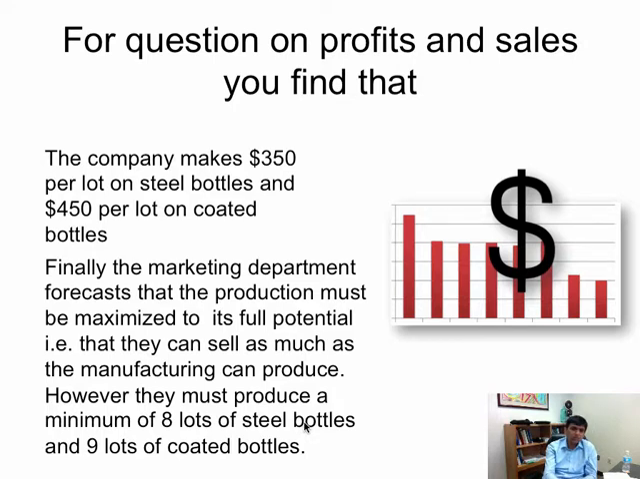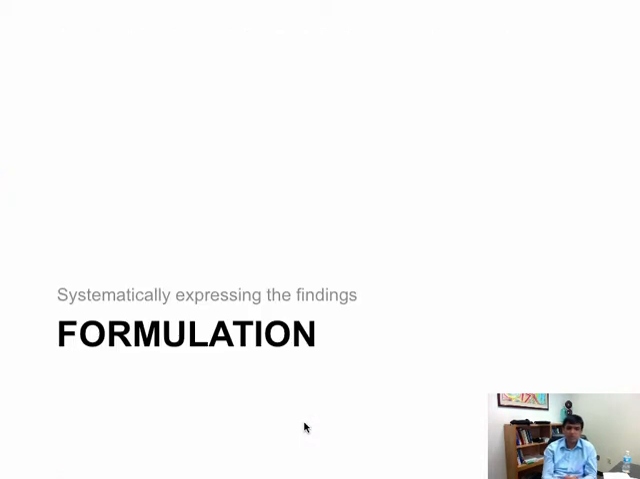We are told that the company makes $350 per lot on steel bottles and $450 per lot on the coated bottles. Finally, the marketing department tells us that the production must be maximized to its full potential. That is, they can sell as much as the manufacturing can produce. However, you must produce a minimum of 8 lots of steel bottles and a minimum of 9 lots of coated bottles. So we have all the information in a more well-defined form.